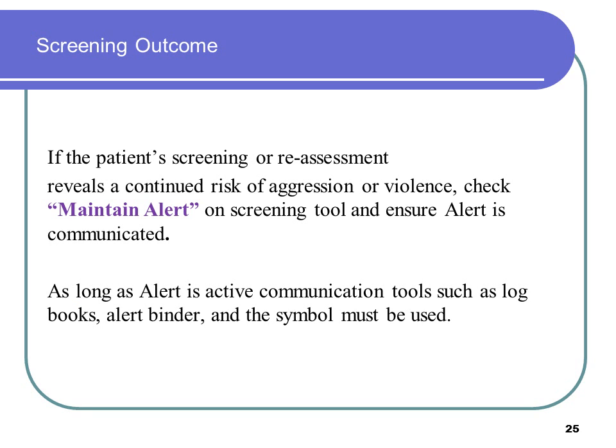With respect to the outcome of screening, if the resident's screening or reassessment reveals a continued risk of aggression or violence, we're going to be checking the box that says maintain alert on the screening tool and ensure the continuance of the alert is communicated. The person responsible for communication within the site can be found in the guidelines attached to this education and policy. As long as the alert is active, communication tools such as logbooks, binders, and the symbol must be used.